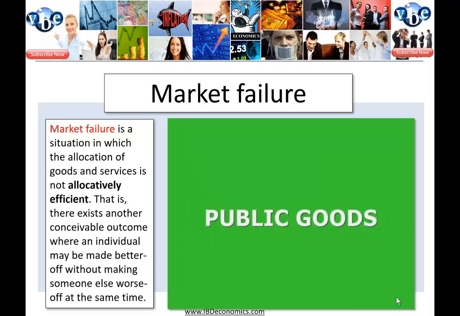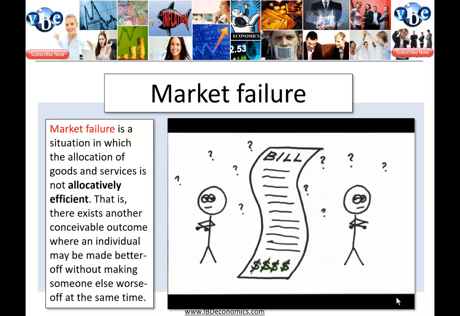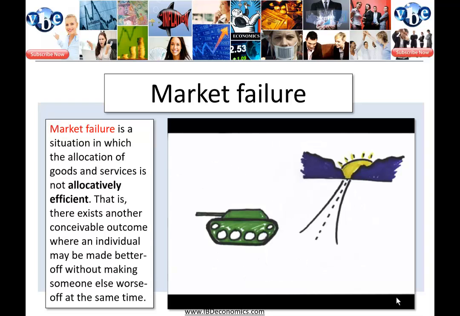A second type of market failure is called public goods. Public goods are commodities or services that, from a social standpoint, tend to be underproduced because it is not clear who would or should pay for them in a free market setting. We'll get into this more specifically in episode 33, but examples include national defense and roads.